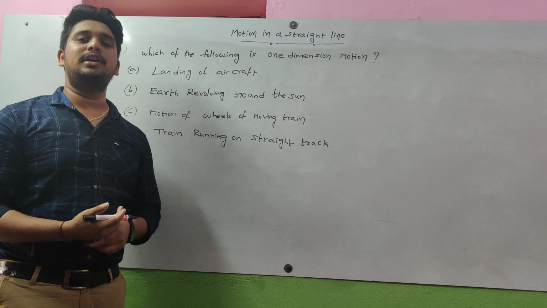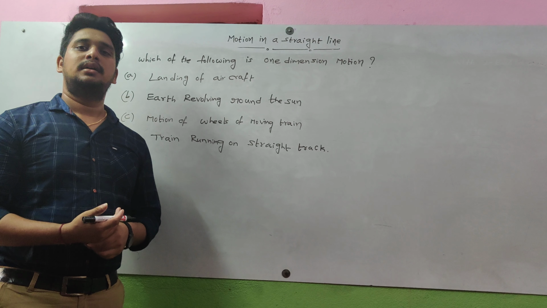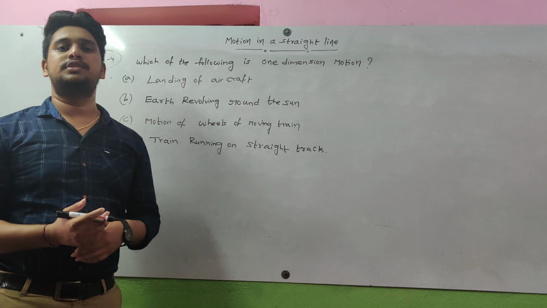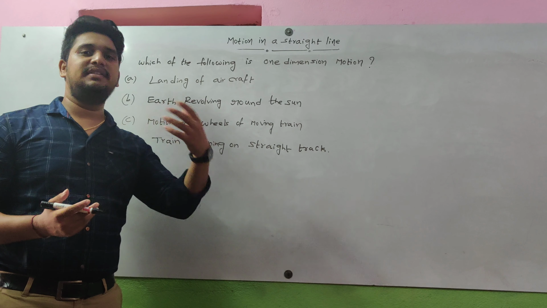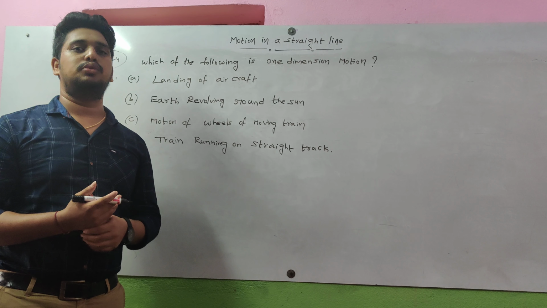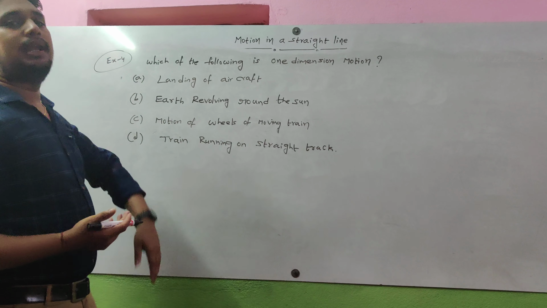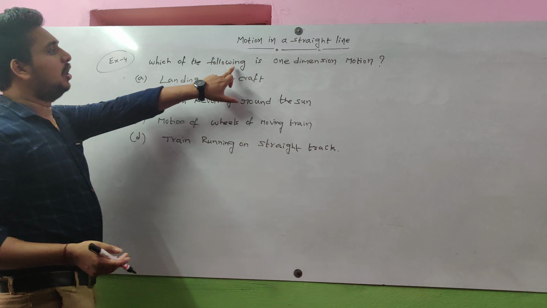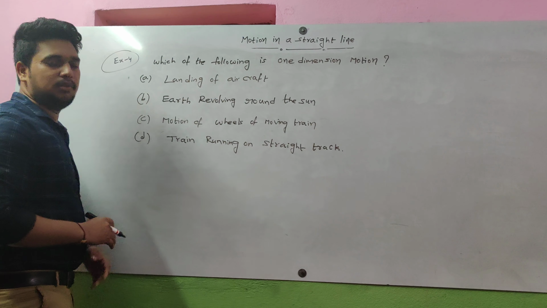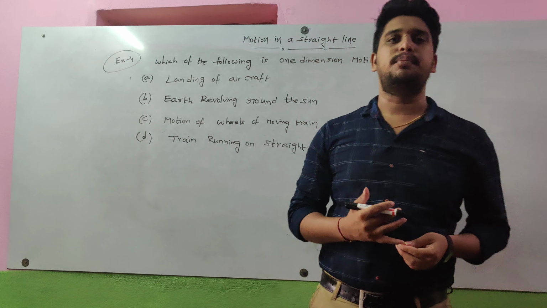Continuing my lecture on the topic motion in a straight line, we should discuss a few problems. In previous lectures I discussed a few problems like example 1, example 2, example 3, and now I need to discuss example number 4. Which of the following is one dimension motion? This is the question.